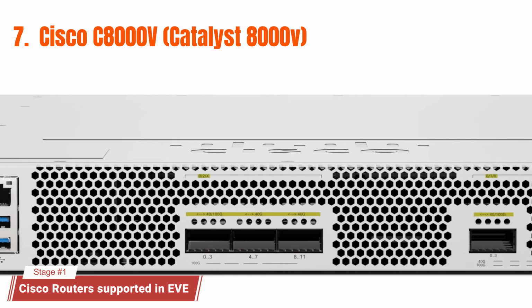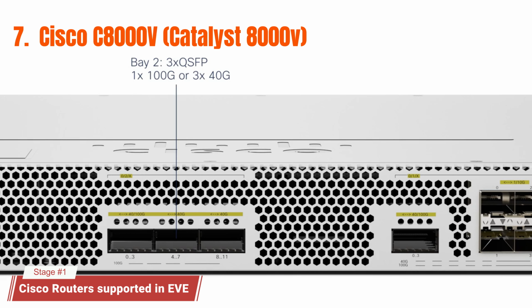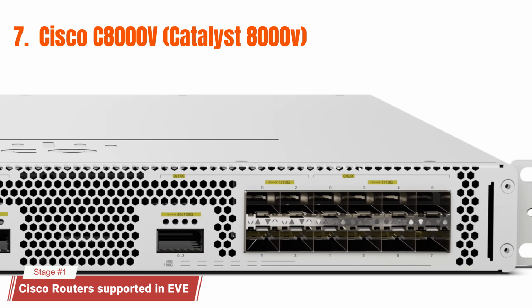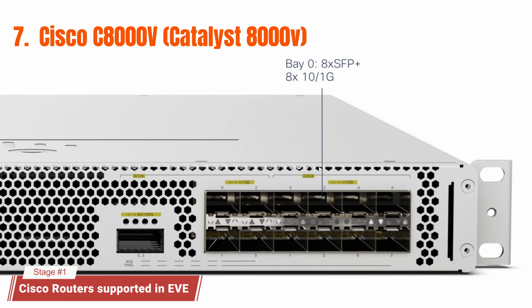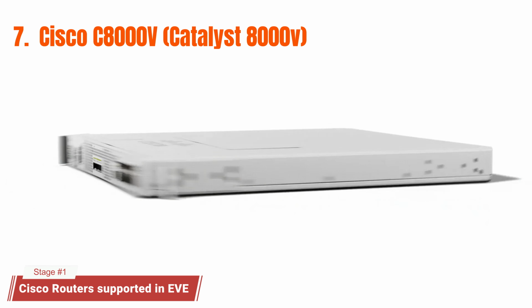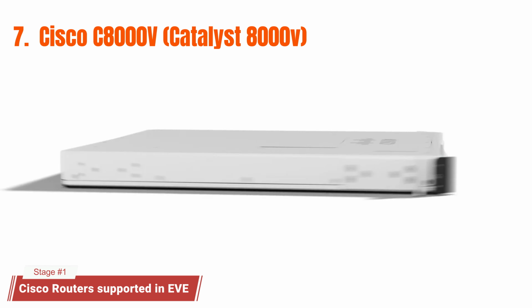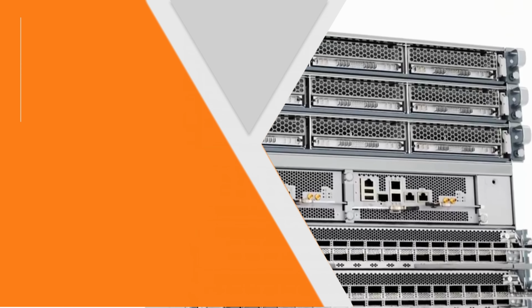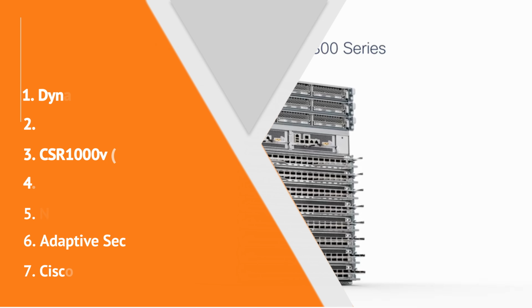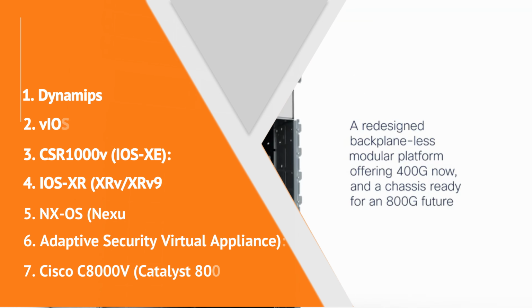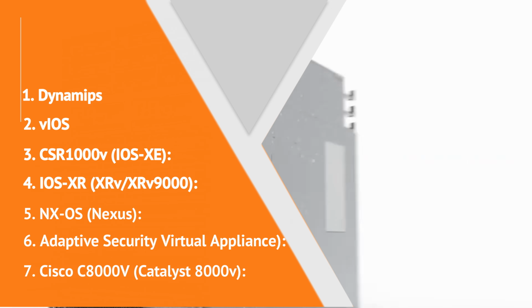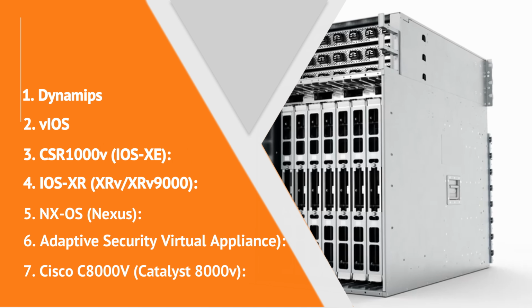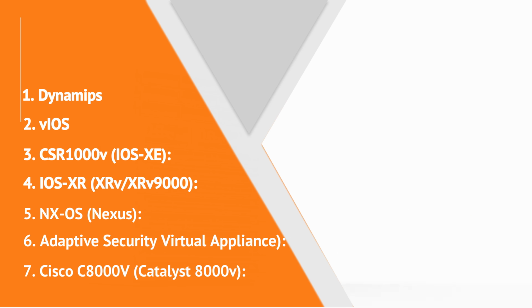C8000V, also called Catalyst 8000V, a next-generation enterprise router supporting SD-WAN in cloud networking. It's designed for modern enterprise networks. All these Cisco router models are supported in EVE-NG, and we can not only practice our CCNA and CCNP, but we can also practice more advanced labs for ISP and cloud networking.